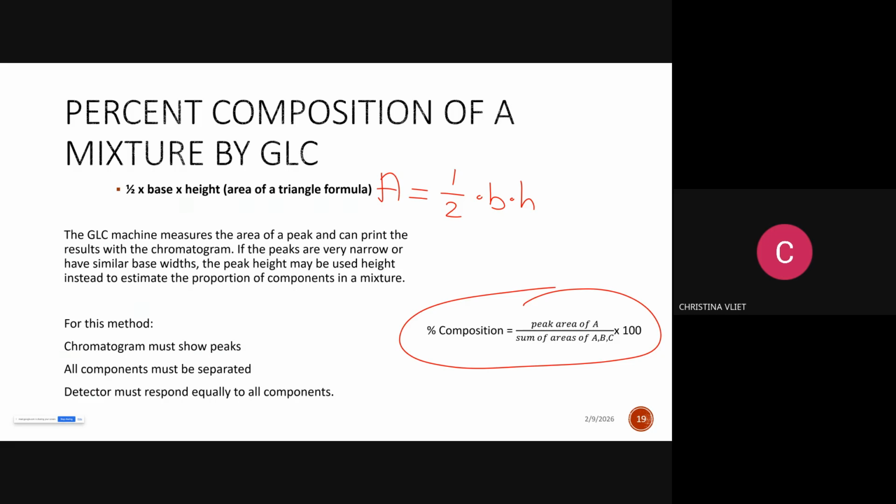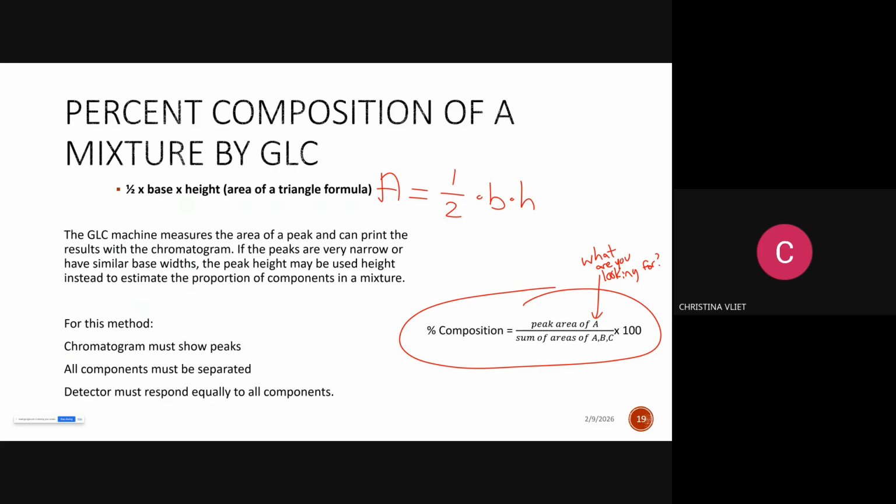And so you can find the percent composition of your gases in a chromatogram by taking the area of whatever gas you're looking for. So A is what you're looking for. And then taking the sum of all your areas in that mixture and adding them up for the bottom.